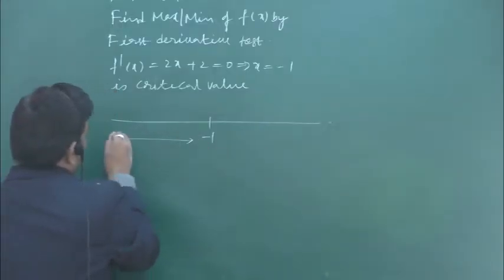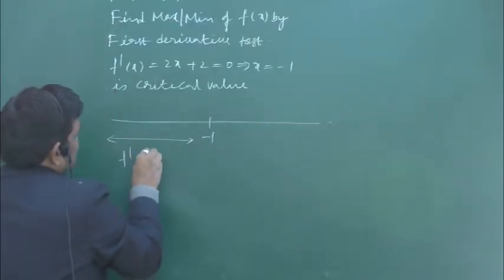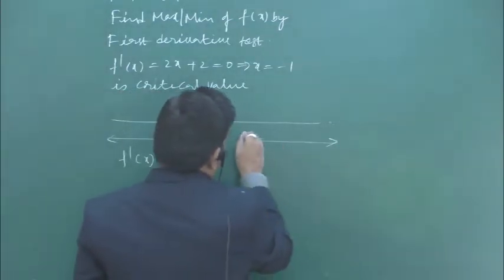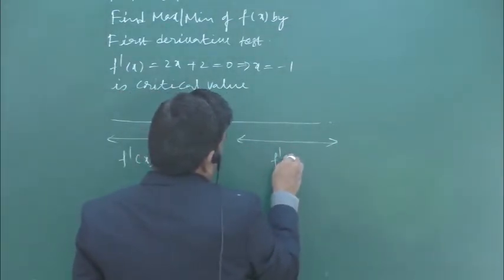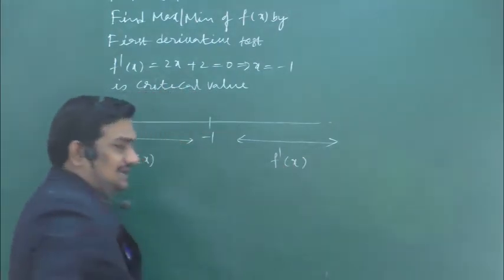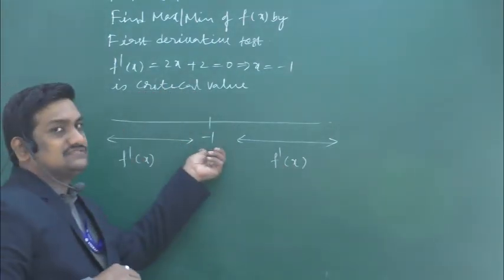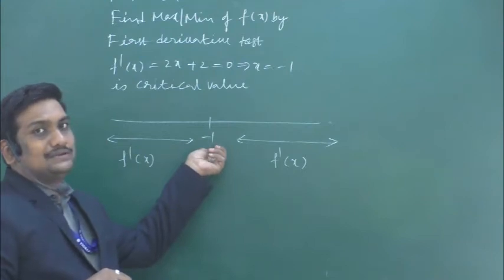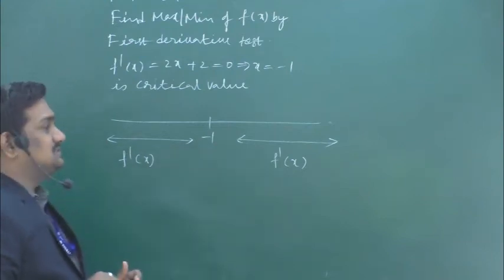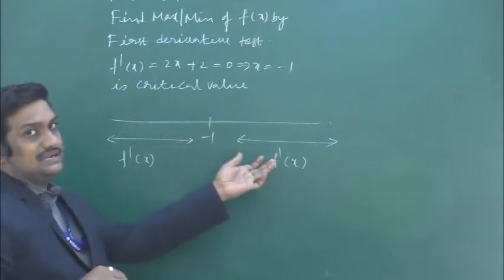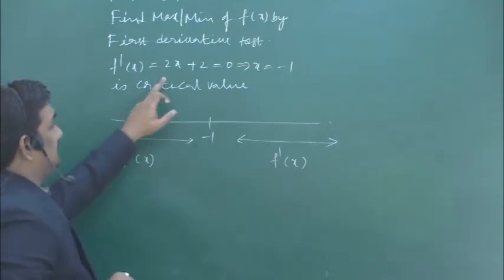Now take the number line. This is minus 1. Okay. Now find f dash x on the left hand side as well as on the right hand side. Let us start with the right hand side. The right hand side values of minus 1 are 0, 1, 2, 3 and so on. You substitute 0, 1, 2, 3 and so on in the first derivative.